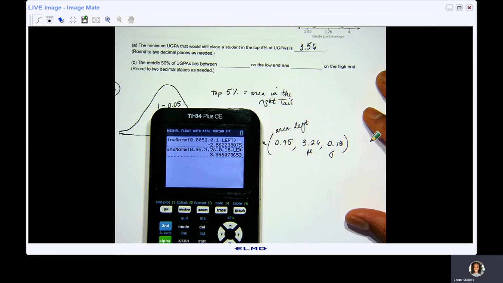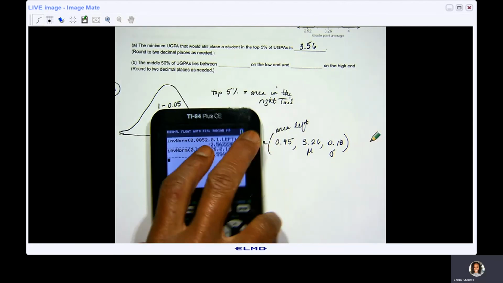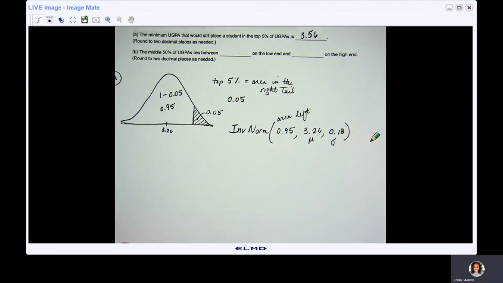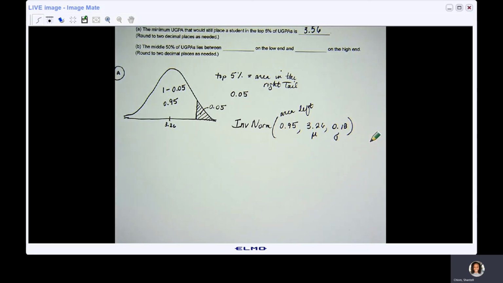Okay, 3.56. Now, part B, this last part here, it says we're looking for between what two values the middle 50% of undergraduate GPAs lie. So here we're looking for two values. We're looking for the lower bound, or the lower GPA on the lower end, and the highest GPA.